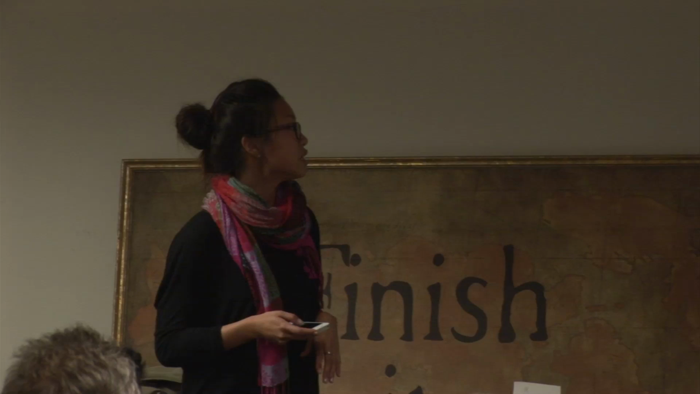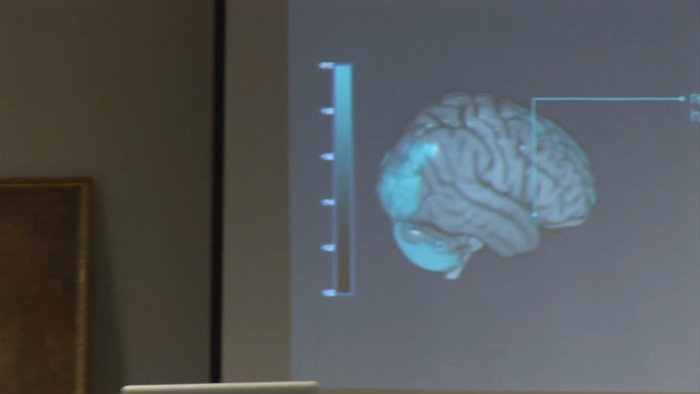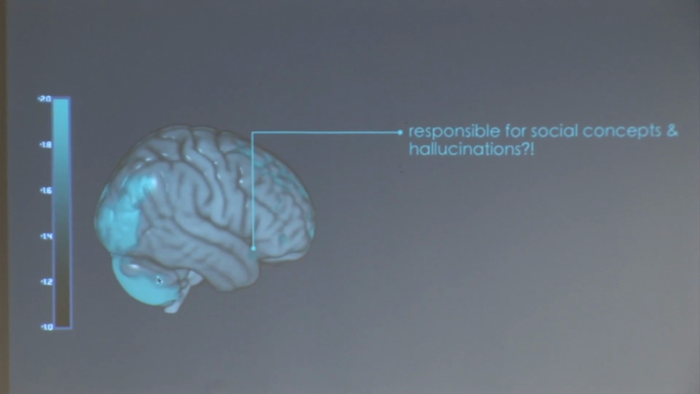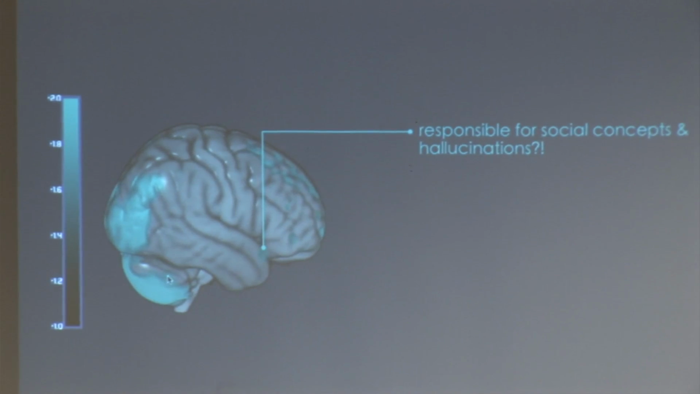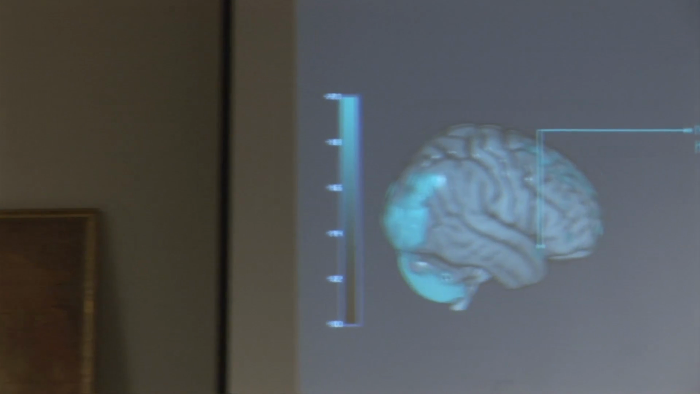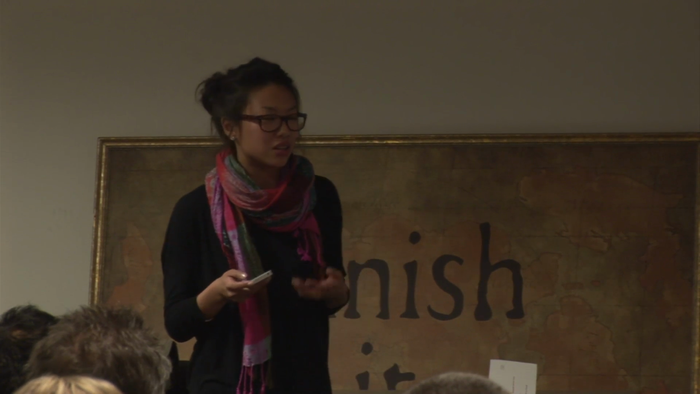And then this area was really interesting. That's responsible for social concepts. And in schizophrenia, they have reduced gray matter concentration in this area, and it's associated with their hallucinations. Sometimes this is really revealing, you have to understand. I do sometimes have weird imagery. I do sometimes hallucinate. And sometimes I'm socially not quite correct.